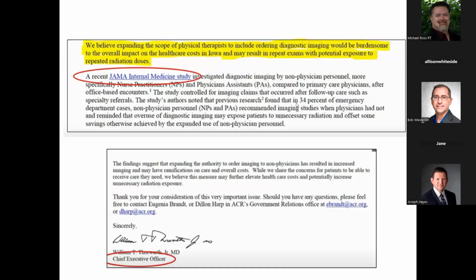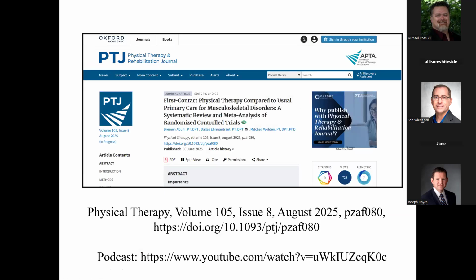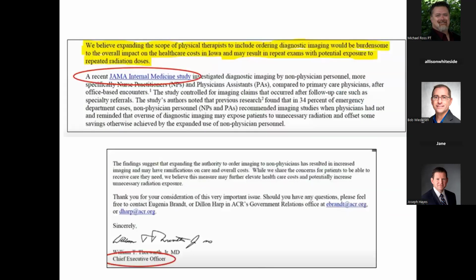The second argument is that, and this paper just came out in August 25, but there's others like it. So this is looking at these trends that we see in first contact PT practice, because that's what this related to here. So these advanced clinical practitioners, nurse practitioners, and PAs, they're camped out in emergency departments, they're camped out in urgent cares, right?